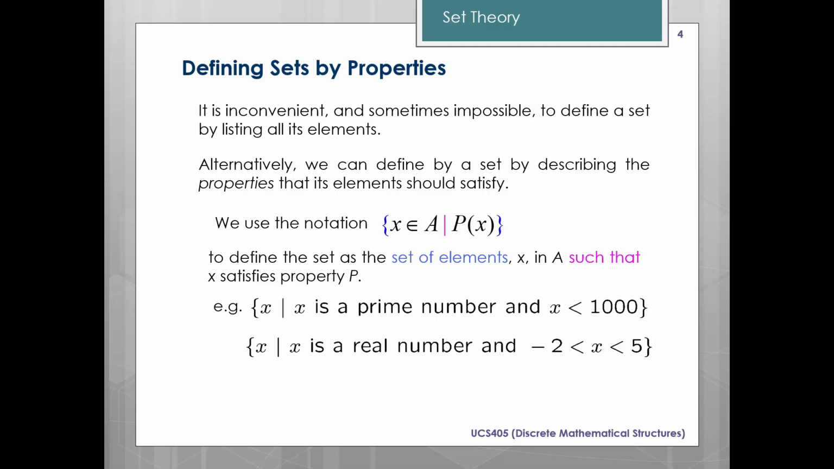See, x in A such that x satisfies this property P. This is the property P. Now see here, x is a prime number and x value is less than 1000. Or, x is a real number and it lies in the range -2 to 5. Now see in detail here.